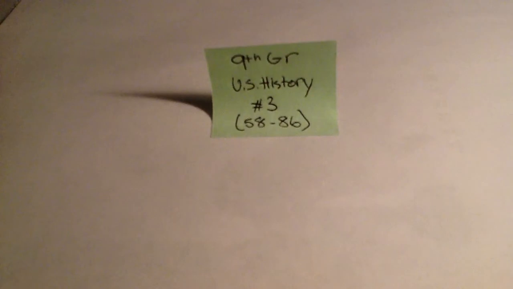65. An important part of President Wilson's 14 points was the creation of the World Peace Organization known as what? What is the organization called? A. The League of Nations, C. The World League, or D. The International League.